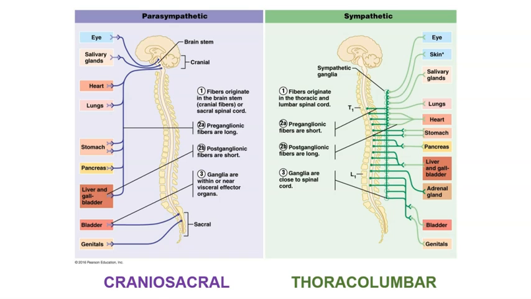In the parasympathetic division, the preganglionic axons of the preganglionic neurons tend to be very long and extend to ganglia that are in very close proximity to the effector organ. The axons of the postganglionic neurons that emerge from those parasympathetic ganglia tend to be very short and connect to their target organ or their effector organ.